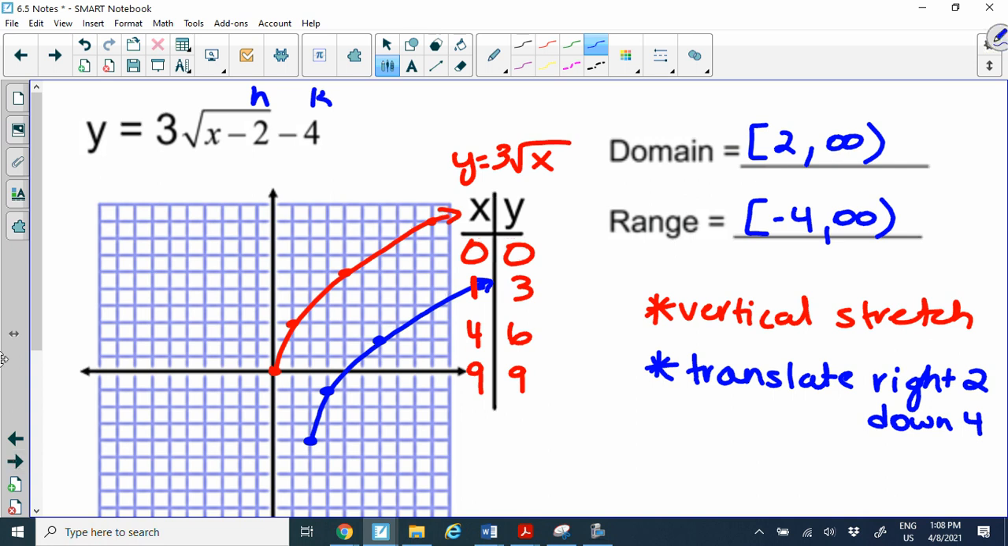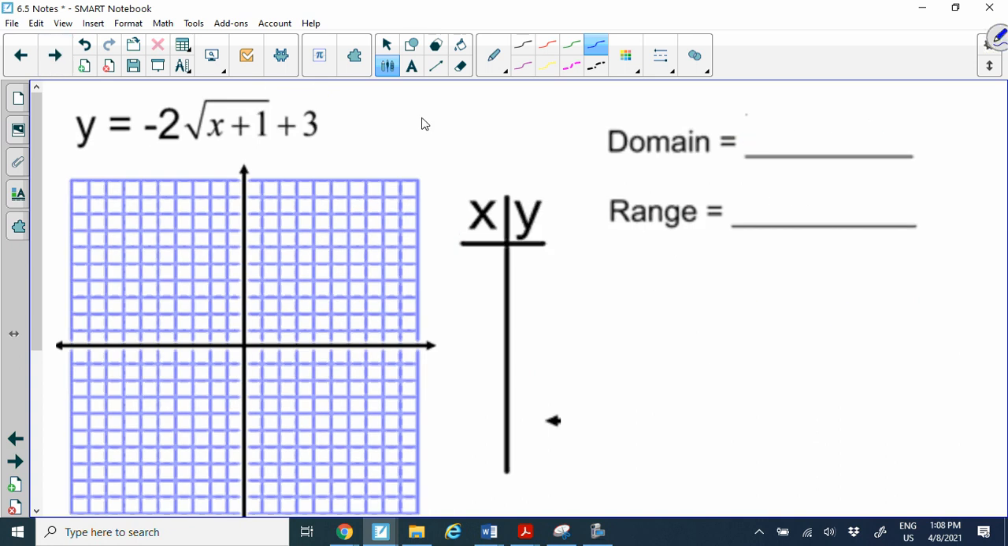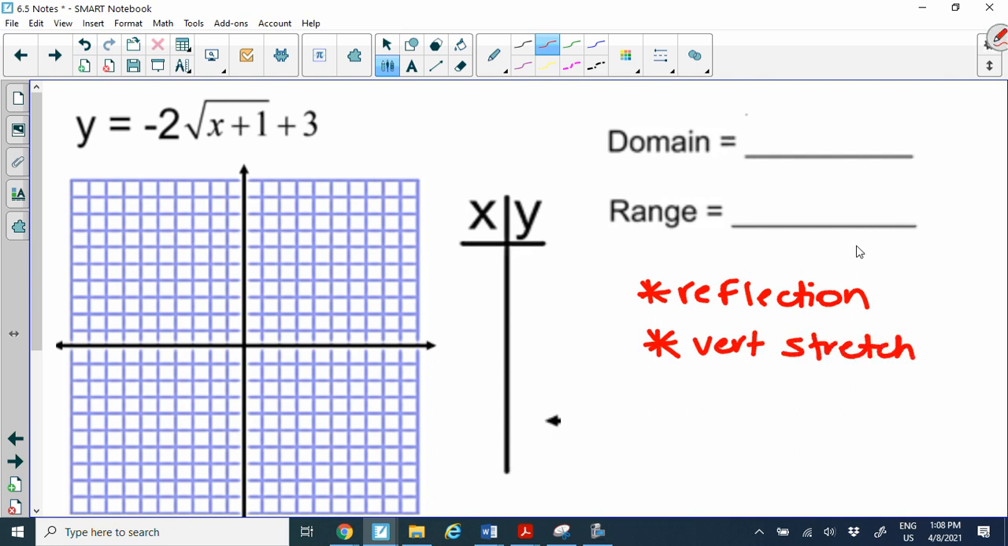Okay, let's go and do another one just like that. Here we have y equals negative 2 square root of x plus 1 plus 3. Okay, notice with our negative 2, that means we will have a reflection because our a value is negative, so it's going to open down. And if we take the absolute value of that negative 2, that gives us positive 2. And so since 2 is greater than 1, that means we are going to have, once again, a vertical stretch. Now we'll talk about our translations when we have our first graph down.